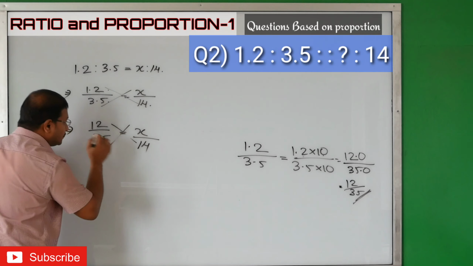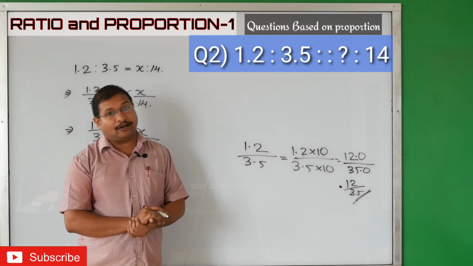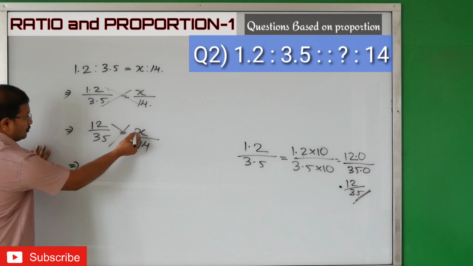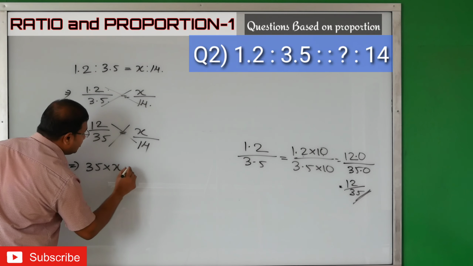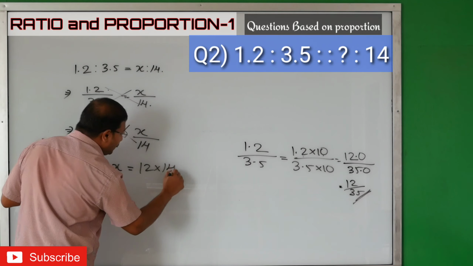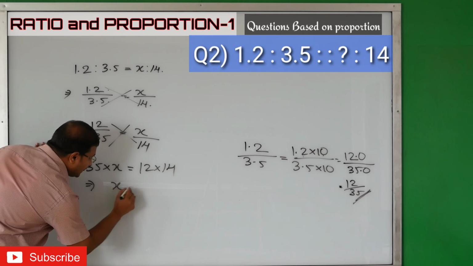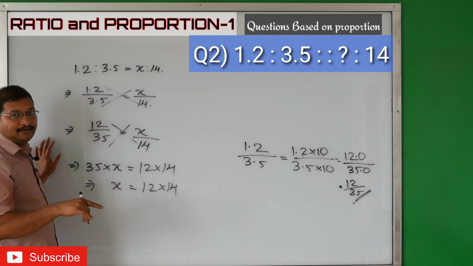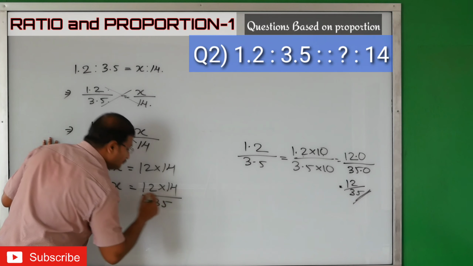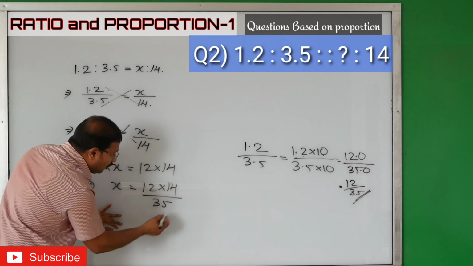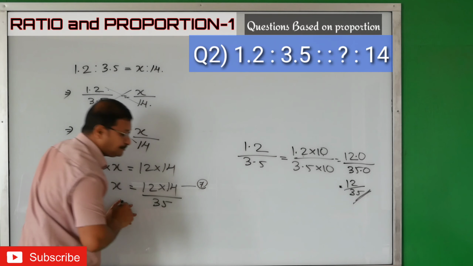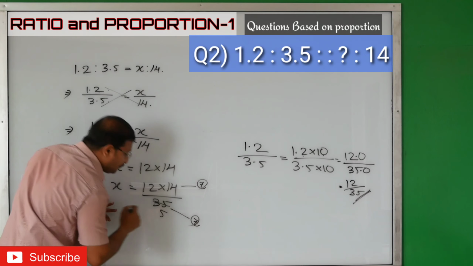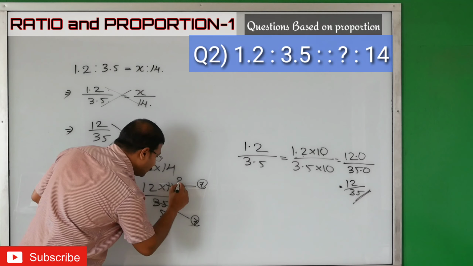Now cross multiplying. This is the product of the extremes equal product of the means, isn't it? Okay. This implies this two multiplying. That means 35 into x equals 12 into 14. Implies x equals 12 into 14. This 35 goes to the next side, will divide, isn't it? Divided by 35. Now numerator and denominator will cancel by 7. Here also we are going to cancel by 7. 7 5s are 35. 7 2s are 14.